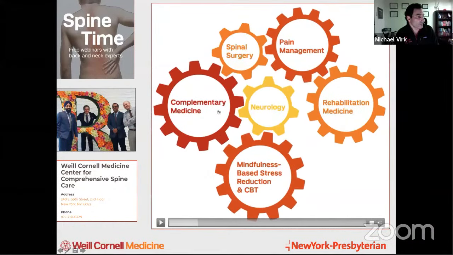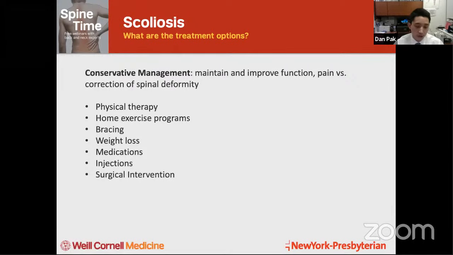So, I think for most of the patients we see with scoliosis, initially we'll always try to take a conservative management approach. And really this involves maintaining and improving function and pain versus an actual correction of the spinal deformity, which is something that Dr. Fu will talk much more in detail about. But this entails a variety of different things, including some of the stuff that Dr. Virk already talked about. So that includes physical therapy, a variety of home exercise programs, bracing whenever that's appropriate. Weight loss is also very important, so it reduces the amount of stress on the spine itself, and also medications and injections whenever we feel that patients are candidates for those. Next, please.